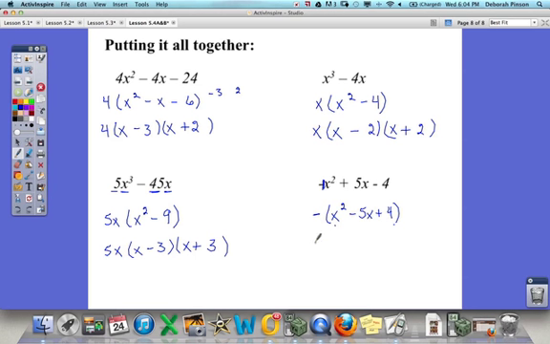Now I do think I can factor another time here. This is my simpler kind of factoring. I need something that multiplies to 4, so it's got to be 4 and 1 or 2 and 2, and adds up to negative 5. Now I can make that happen if I make both of these negative.